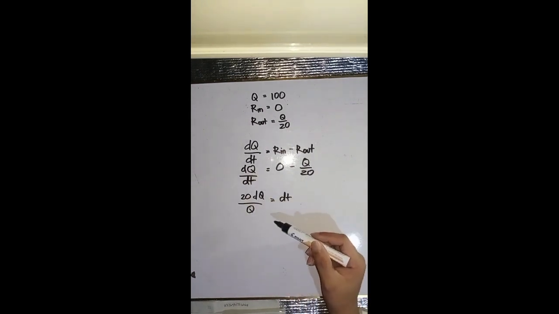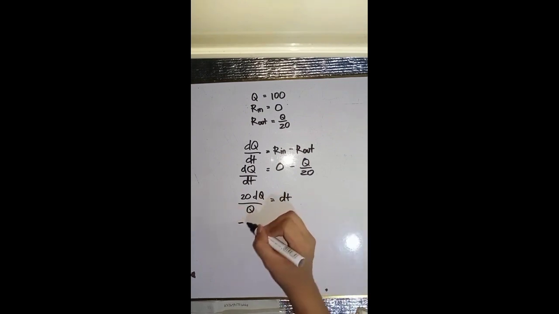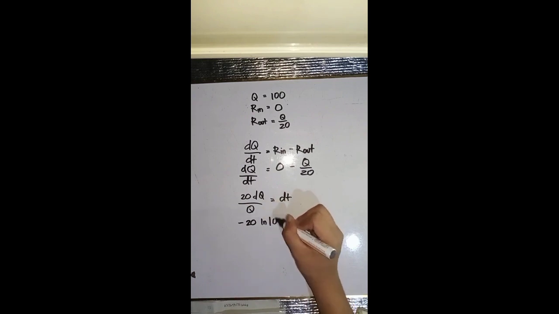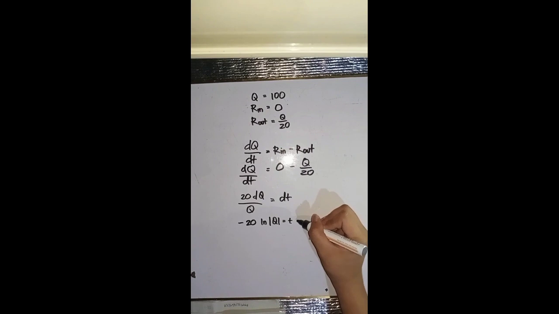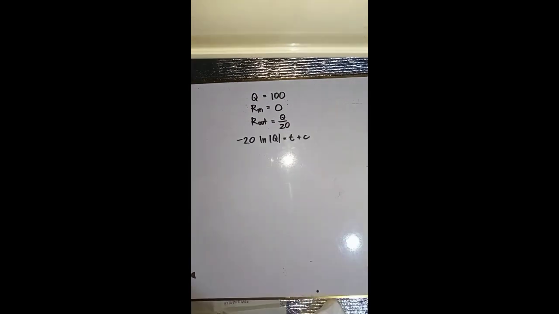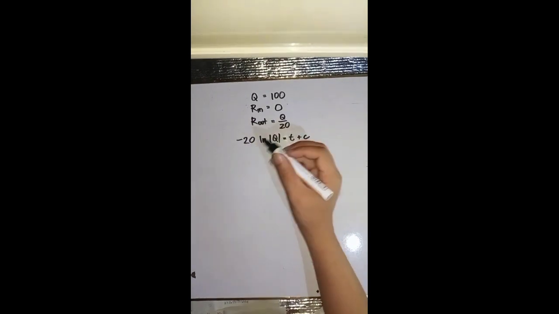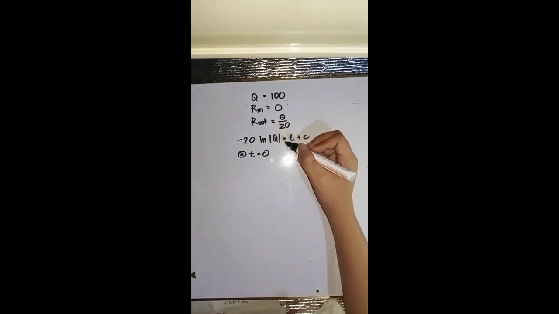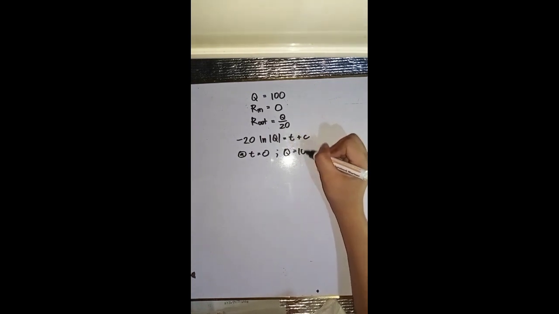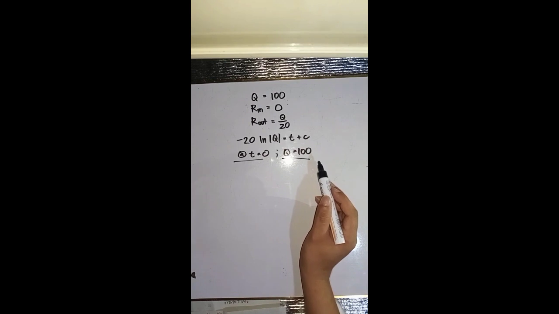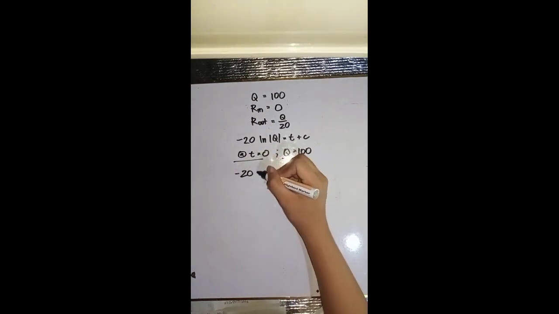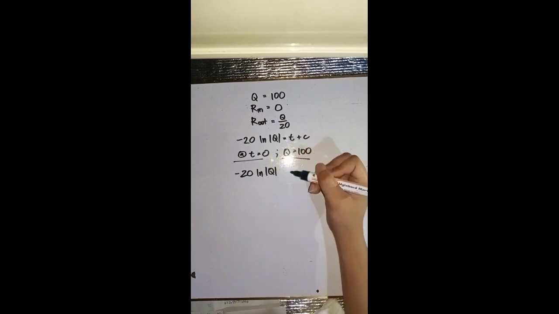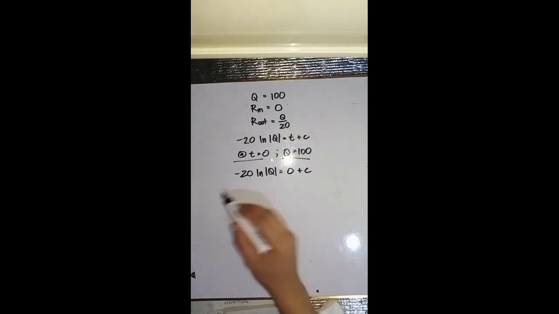So now we can proceed to negative 20 ln Q equals t plus C. So we applied separation of variables in solving this mixing problem. Using the new equation, we solve at time t equals 0 and Q equals 100. We just have to substitute the values in our equation: negative 20 ln Q equals, substituting t equals 0, plus C.